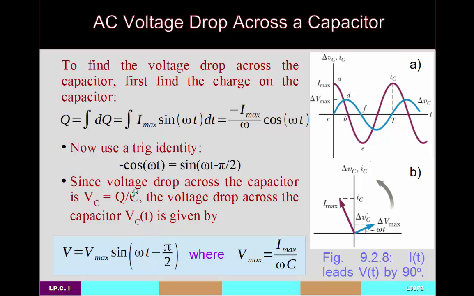So this means that the voltage must be given by this divided by the capacitance C, and so you can write that as V equals V max sine of omega t minus pi over 2, as long as you understand that V max, the maximum voltage drop across the capacitor, is the maximum current divided by the angular frequency of the AC source times the capacitance of the capacitor. So this is the form that this equation will take.